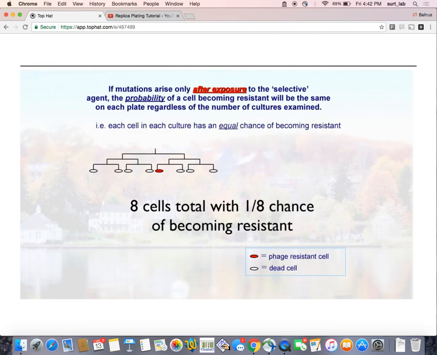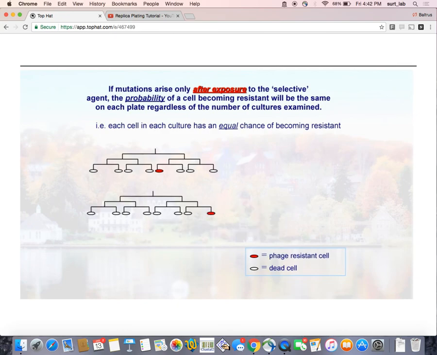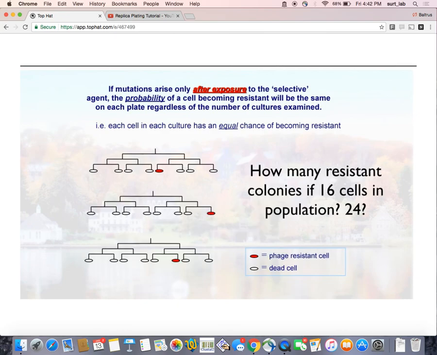This is basically a showing of that. If you plated out 8 dishes, and there are 8 cells total with a 1/8 chance of becoming resistant, each plate is going to have a 1/8 chance of becoming resistant. No matter which plate, 1 out of 8. If it was 16 cells with a 1/8 chance of becoming resistant, how many are resistant? 2, right? If there are 24, 3. So if there's only a 1/8 chance of becoming resistant after exposure, you get the same amount of cells resistant on each plate.